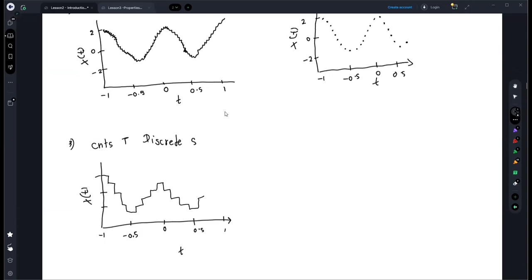Step functions, right? Time is continuous, so the line goes, but it will not be a smooth line because the state space is discrete. So you have jumps, right? So this is a kind of step function. Okay. Now what will be the fourth one? That is when you have both discrete, right? Discrete T and S. Now what will happen?